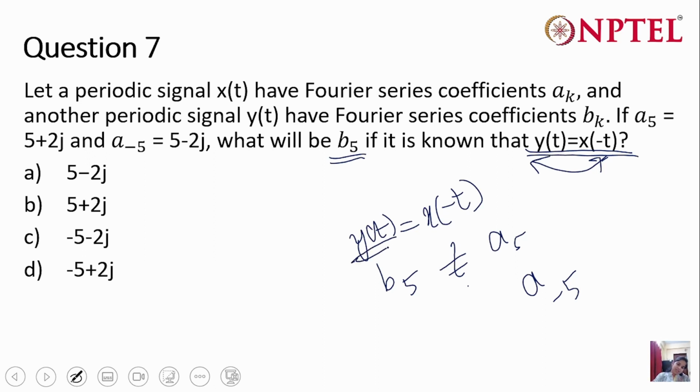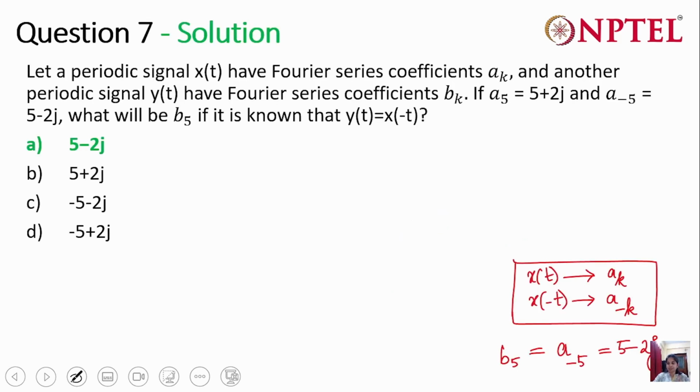So if y of t is x of minus t, b5 will be just a of minus k. So if x of t's Fourier series coefficient is ak, then for x of minus t it is a minus k directly. So b5 is directly going to be a minus 5. Okay, ma'am.